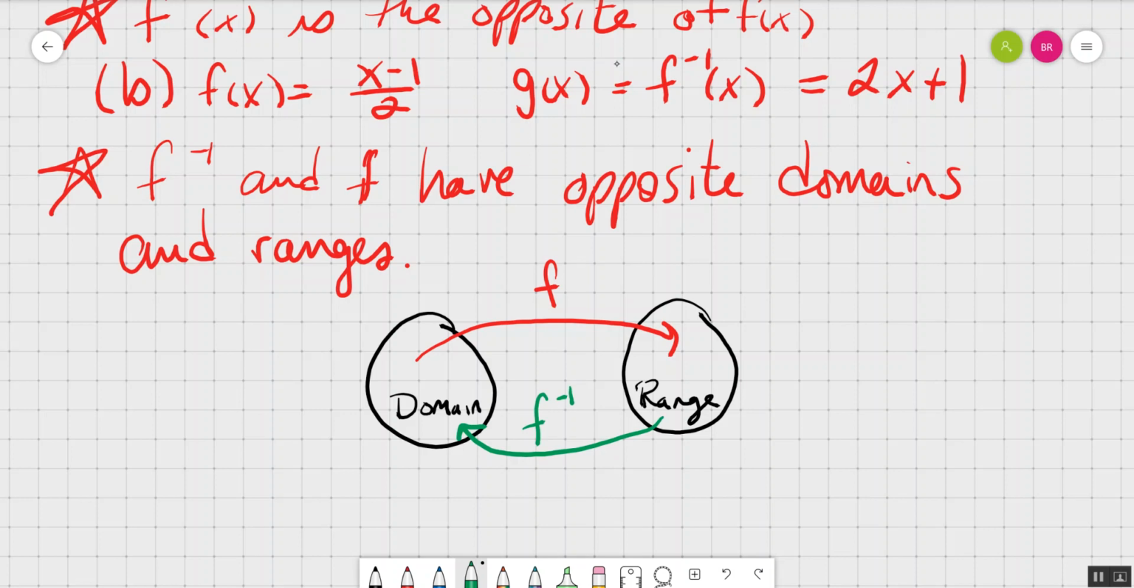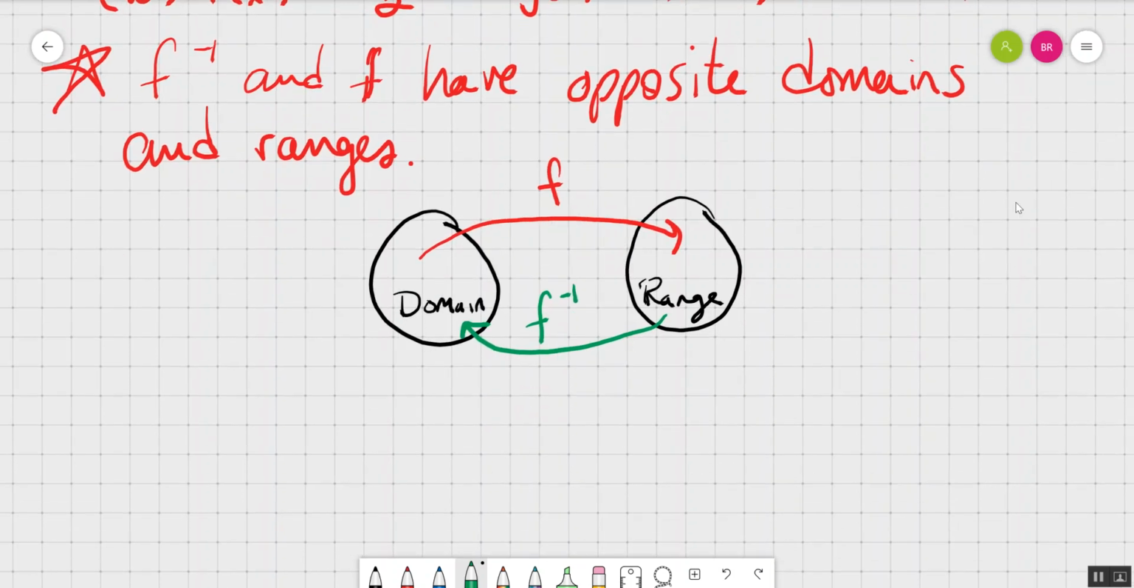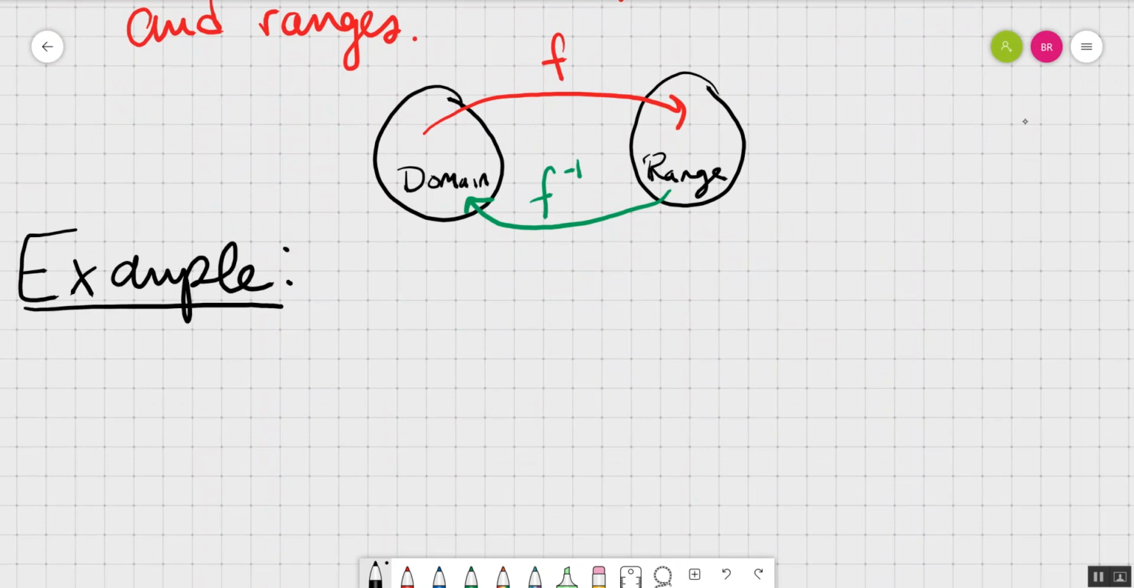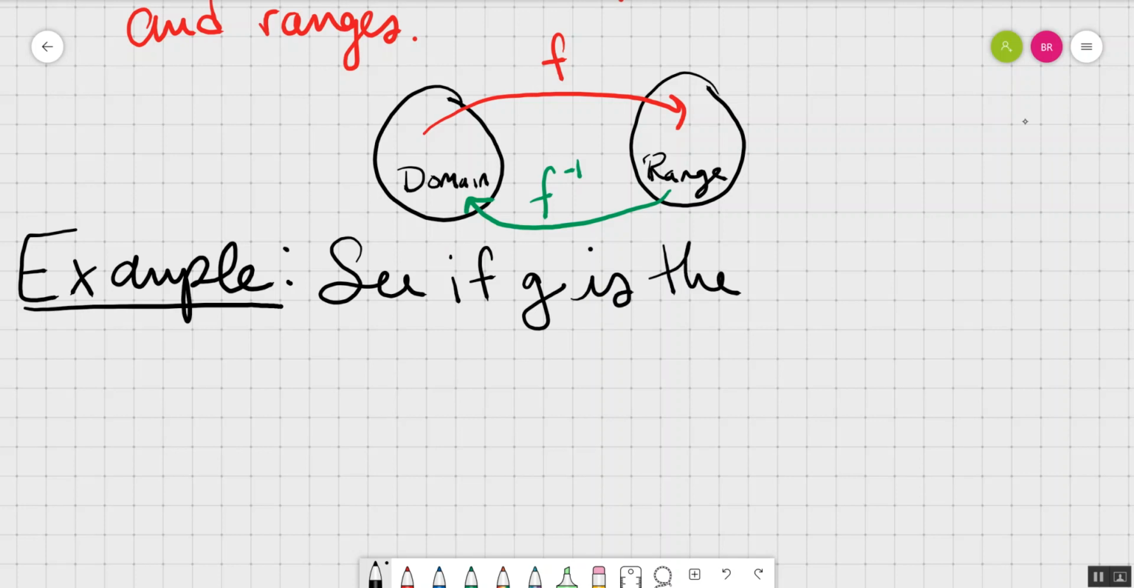Okay, so let's do a couple of examples where we see how to tell if I've got two inverses of each other. It's going to be very simple, similar to the example we just did. So we're going to see if G is the inverse of F. We're going to have a candidate, and we want to see if it works.